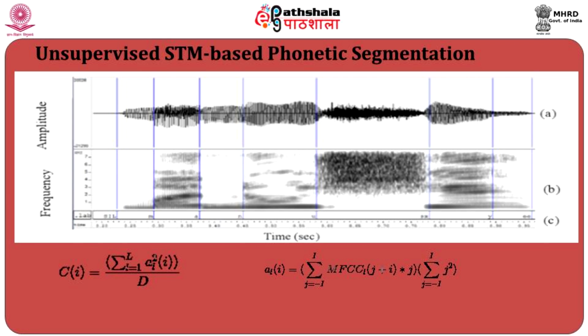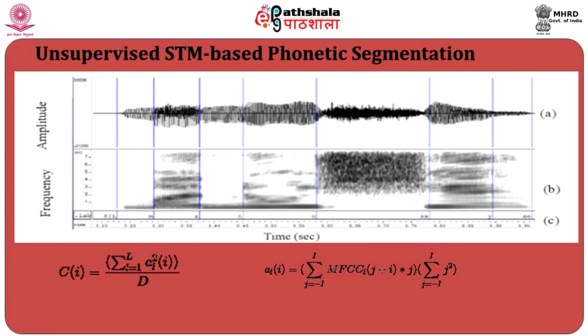The frame rate employed in this study was 100 per second, that is a 10 millisecond frame step or frame increment. After computing MFCC, they used STM to capture the spectral transition between two phones. The STM employed in this study was the same as that proposed in the earlier study. This STM at frame i can be computed as a mean squared error.